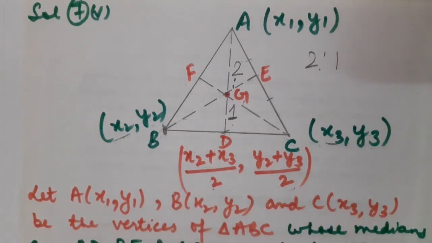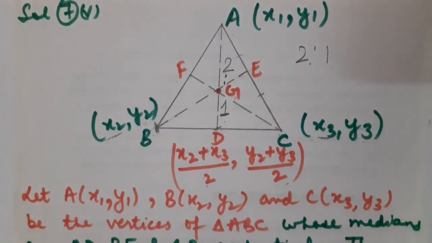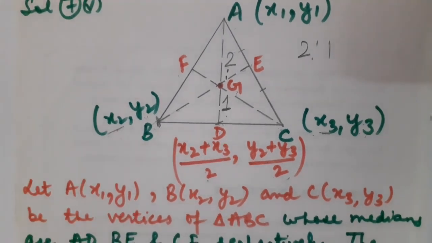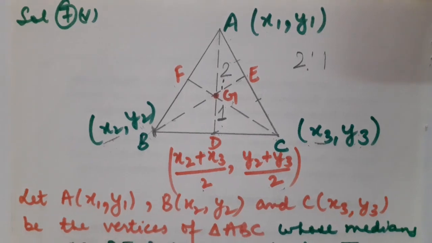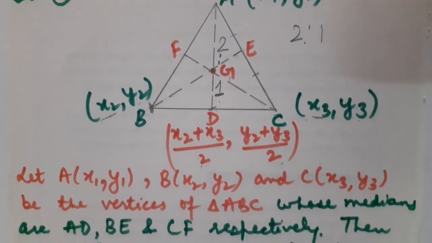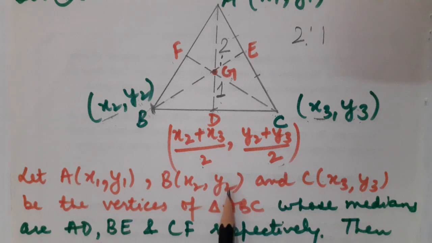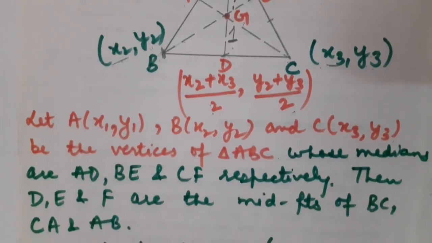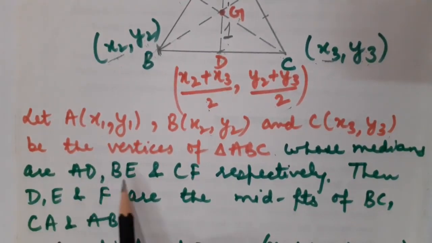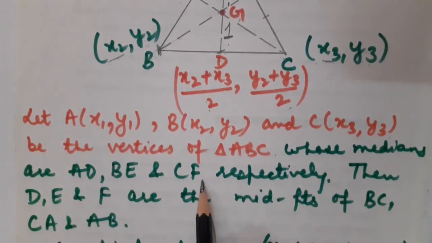Fine students. Hope you may have understood the actual picture. What I am going to do now is derive the coordinates of the centroid of a triangle. So let us start. Let A, B, C, whose coordinates are x1, y1, x2, y2 and x3, y3, be the vertices of the triangle ABC, whose medians are AD, BE and CF respectively.